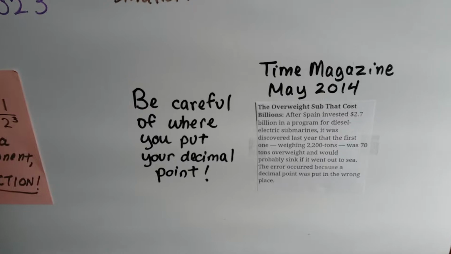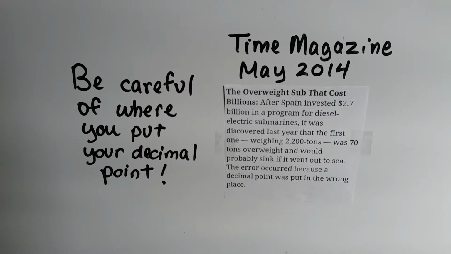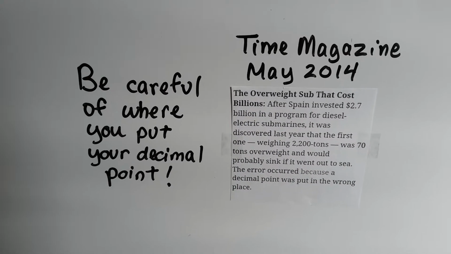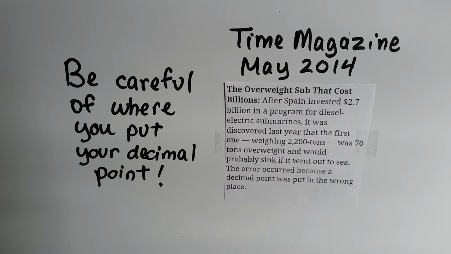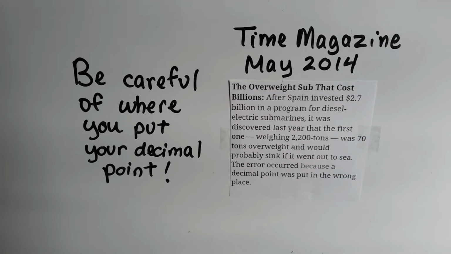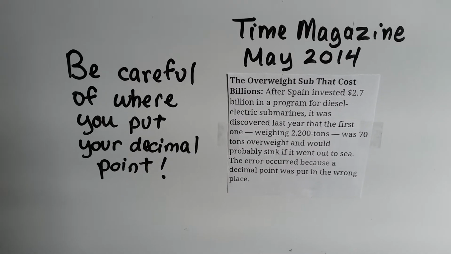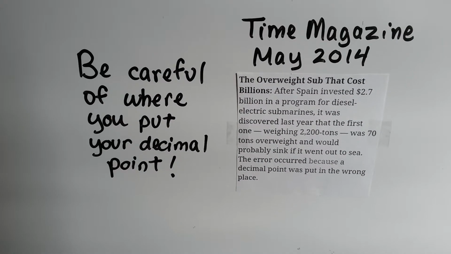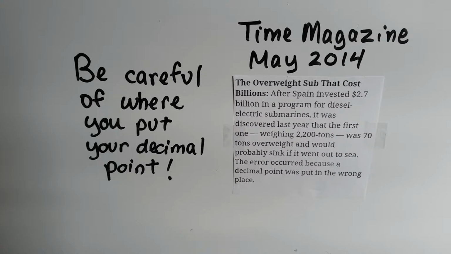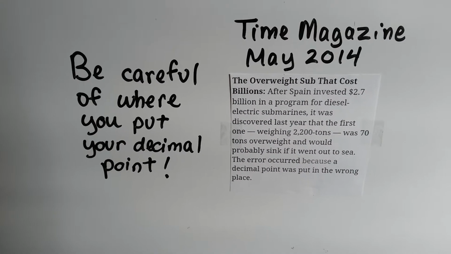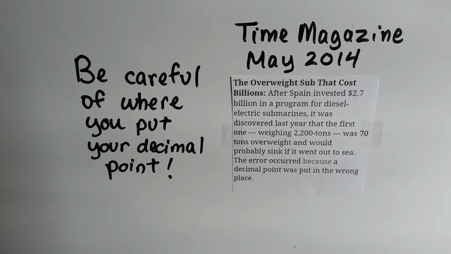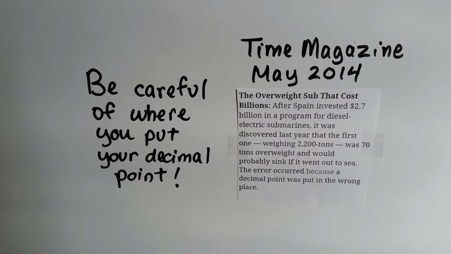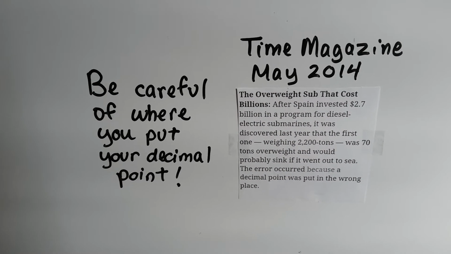And really be careful where you put your decimal point. This is a story from Time magazine, May 2014. The overweight sub that cost billions. After Spain invested $2.7 billion in a program for diesel-electric submarines, it was discovered last year that the first one, weighing 2,200 tons, was 70 tons overweight and would probably sink if it went out to sea. The error occurred because a decimal point was put in the wrong place. My gosh, it's going to sink, and all the money that was put into that just because of a decimal point.